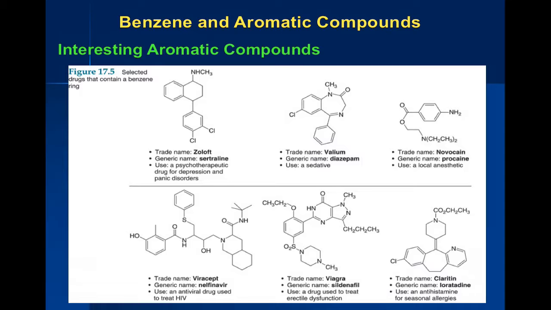Viracept, this is an antiviral drug used in HIV treatment. Notice we have aromatic rings. Here we have a benzene, but also we have what? That's a phenol, right? So we have a phenol, we have an aromatic benzene. When I have a sulfur that's bound to two carbons, what do we call this functional group? It's a sulfide, that's right. So we have a sulfide, we have a phenol, we have amides, we have amines, we have another amide, we have an alcohol. A lot of functional groups coming together to make this anti-HIV drug.